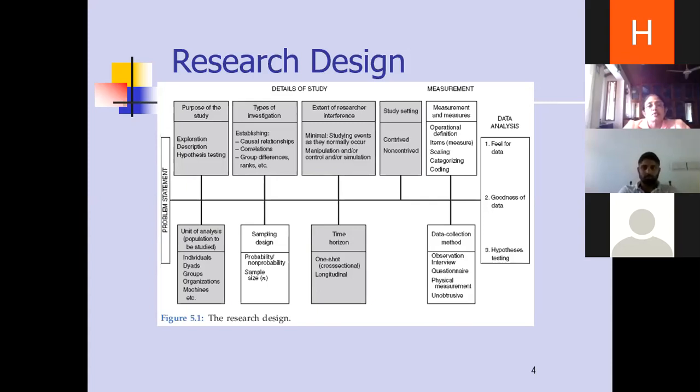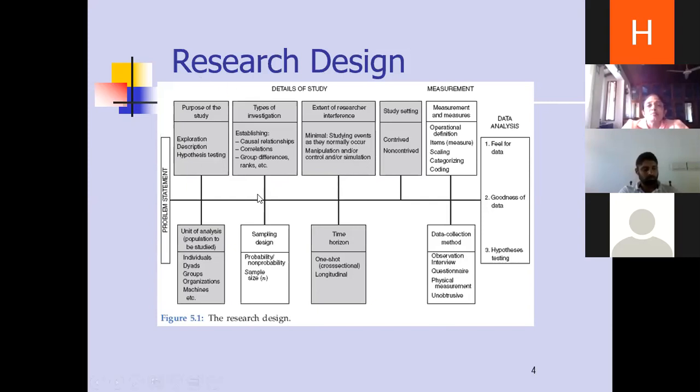Descriptive. We don't have a hypothesis. We don't try to find the relationship between variables, but we just try to see how they differ based on groups. The next one is hypothesis testing. That is where we have to test the relationship between variables, or there are other types of hypotheses as well.